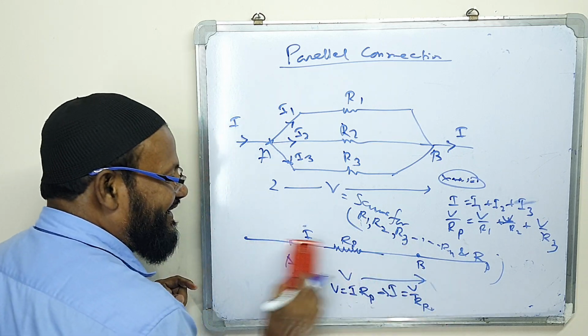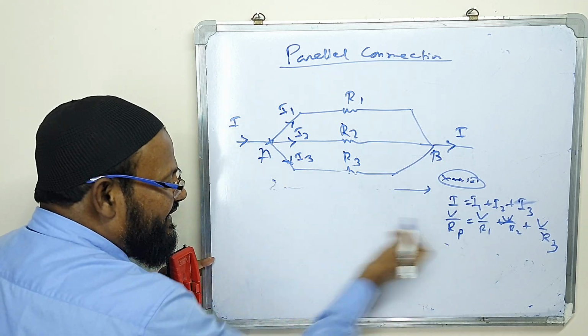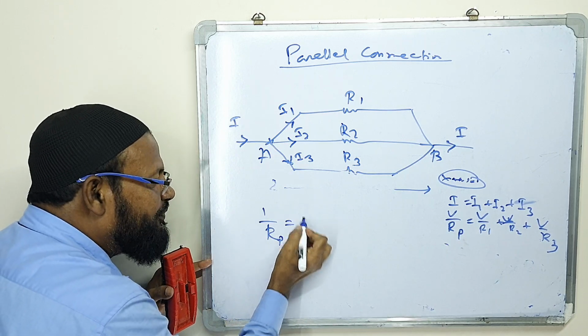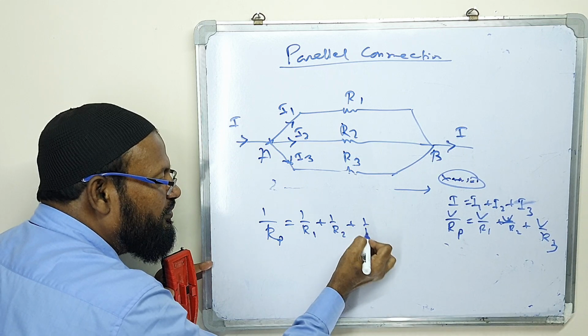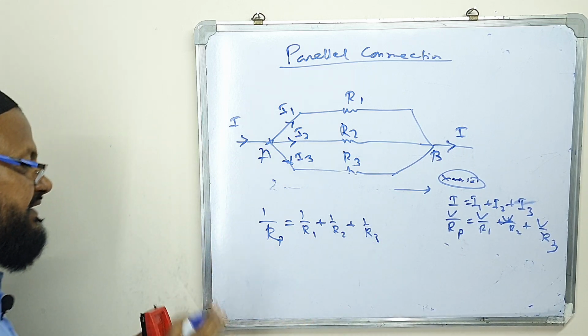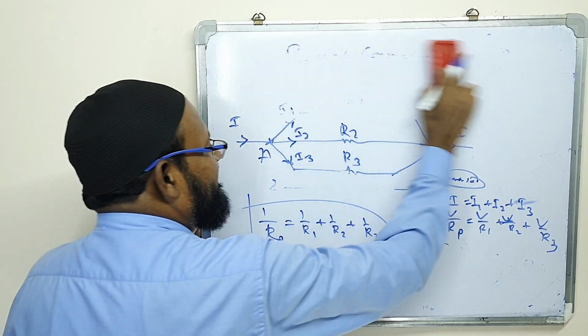I am deleting this part. Please be careful. Sir, Rp is given by 1 by Rp equals 1 by R1 plus 1 by R2 plus 1 by R3. Okay, this is the formula in case of parallel connection.